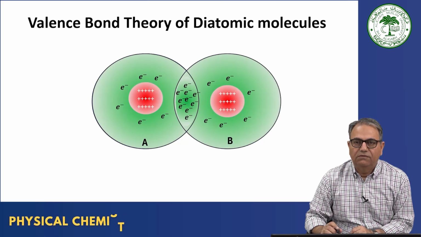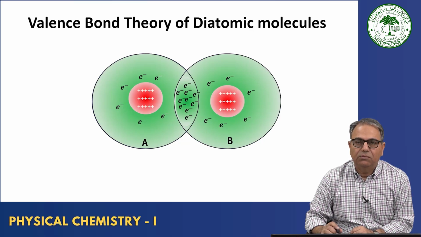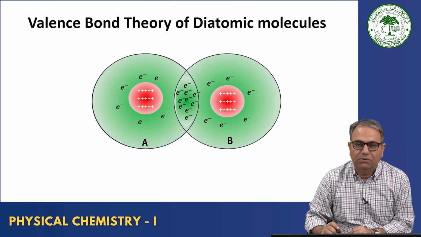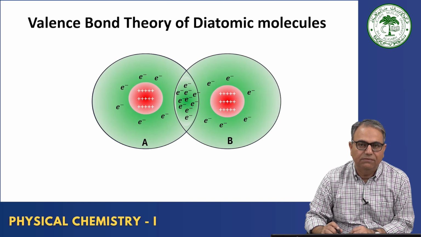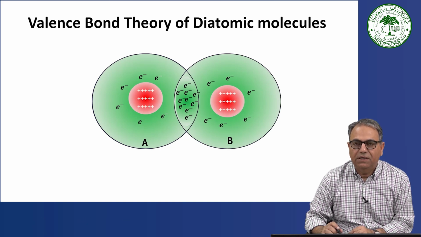In this module, we will be talking about valence bond theory of diatomic molecules. In the previous module, we have seen how we apply the Schrodinger wave equation to simple systems and get the eigenvalues and the eigenfunctions. I also talked about some approximation methods. Now what today we are going to do is something you are very familiar with.